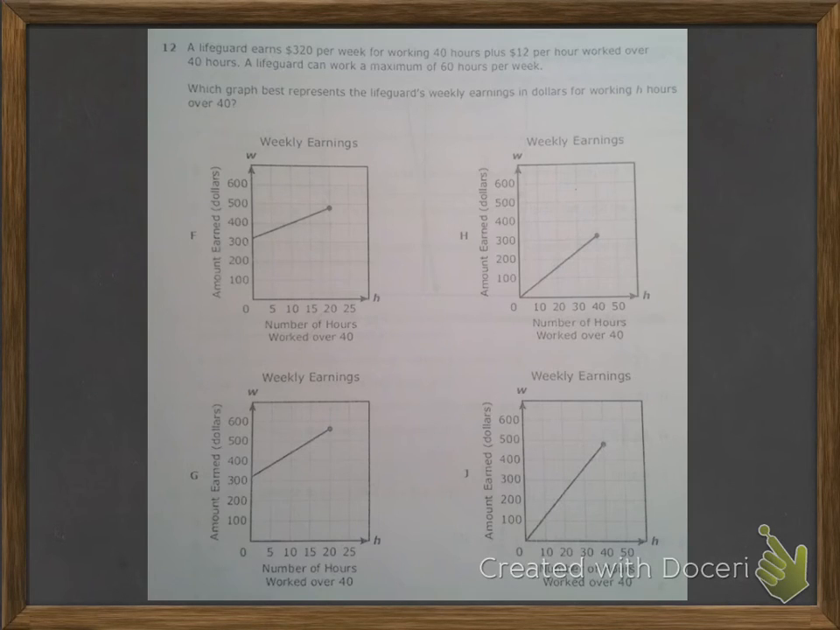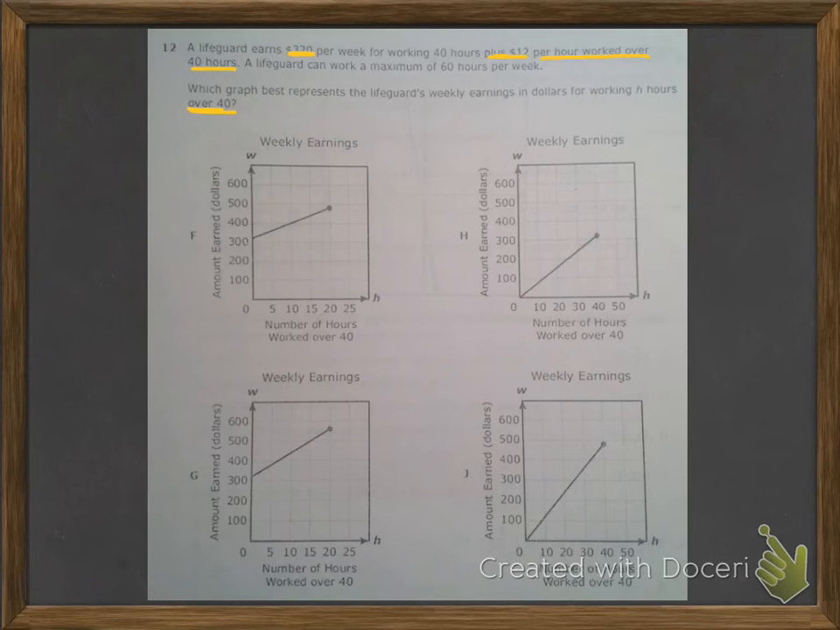Page 7 at the top, number 12. A lifeguard earns $320 per week for working 40 hours, plus $12 per hour worked over 40 hours. A lifeguard can work a maximum of 60 hours per week. Which graph best represents the lifeguard's weekly earnings in dollars for working H hours over 40?